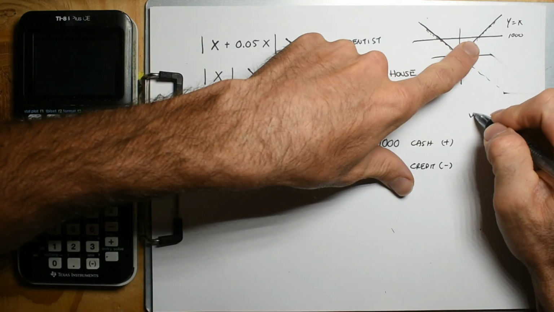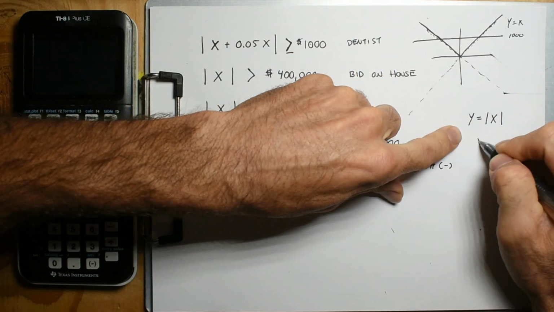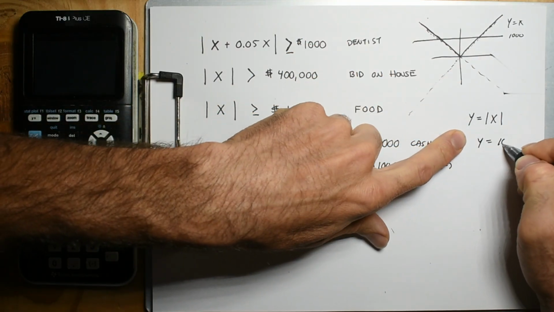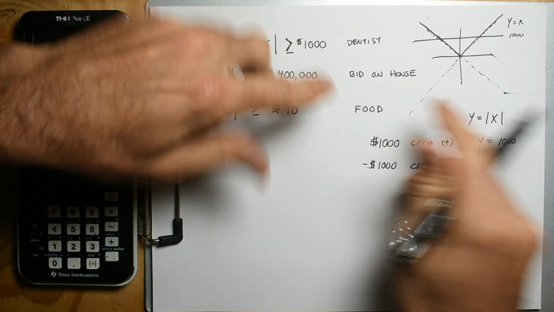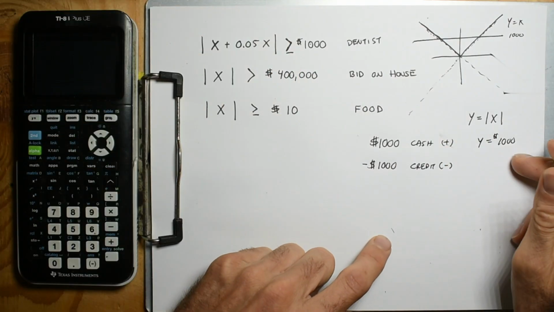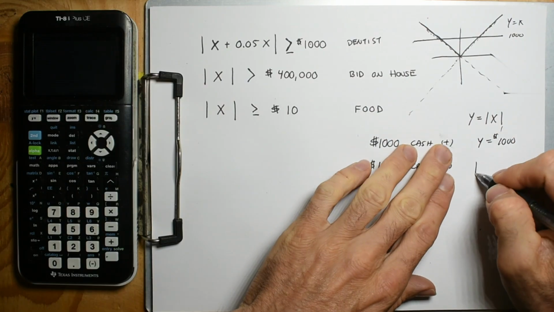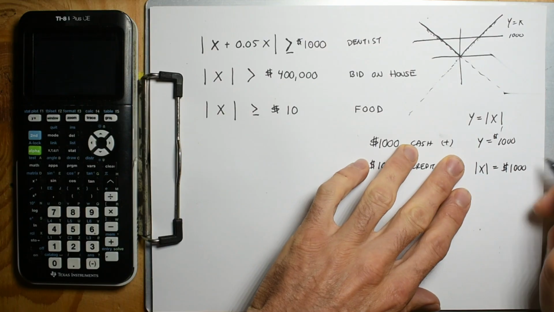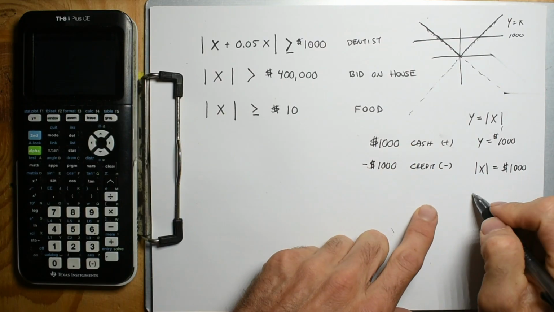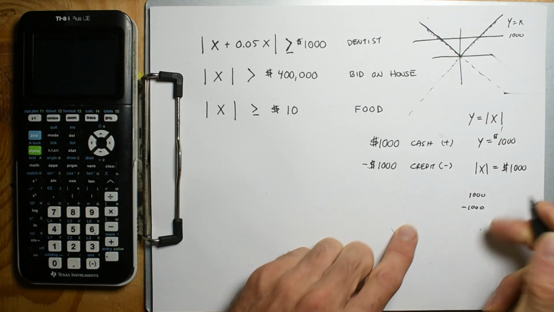So now this is going to be y equals the absolute value of x, and we're going to say y is equal to 1,000. These two things are equal, so I have the absolute value of x is equal to $1,000. And so x can be either 1,000 or negative $1,000.